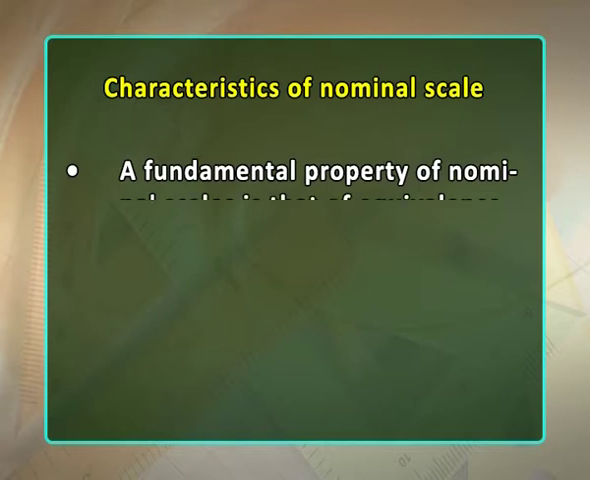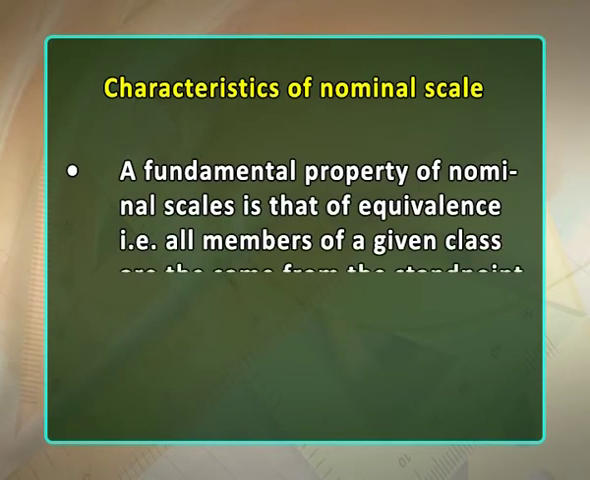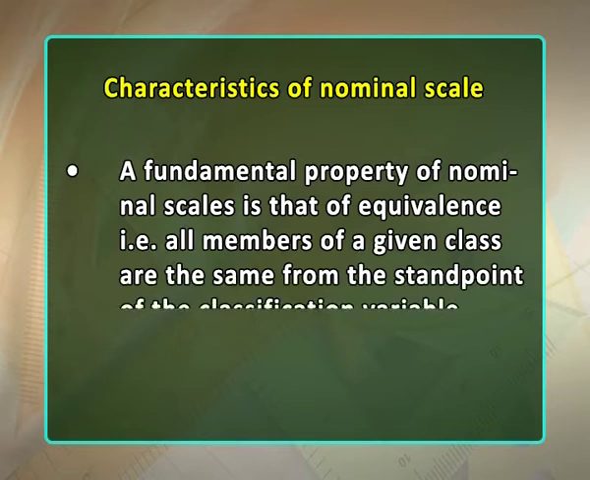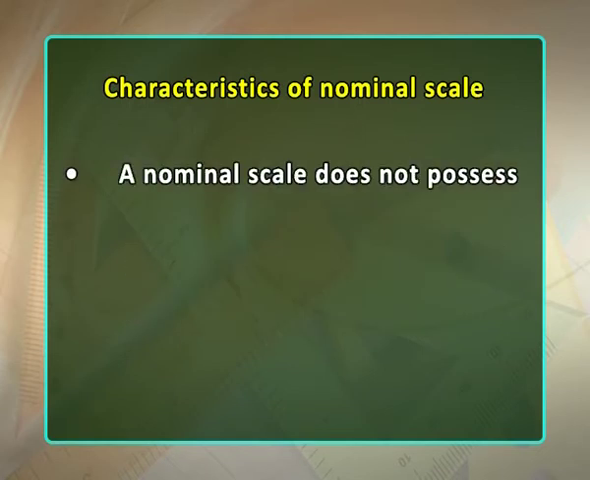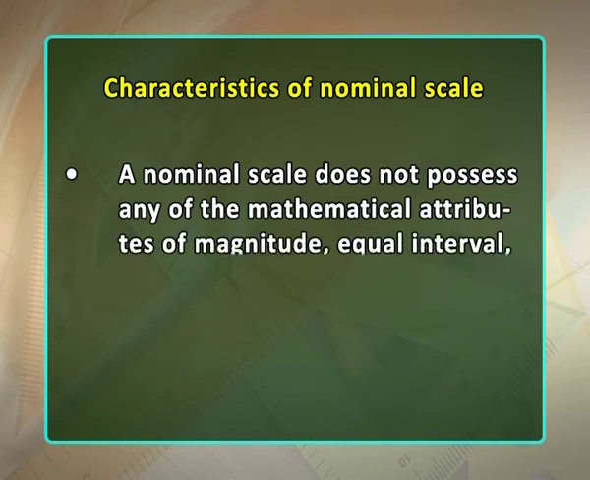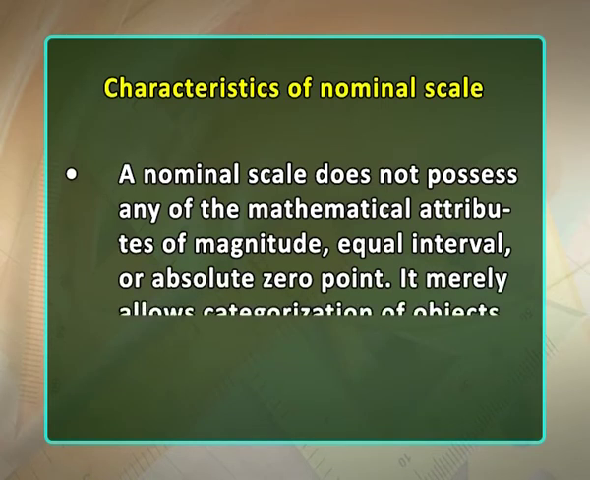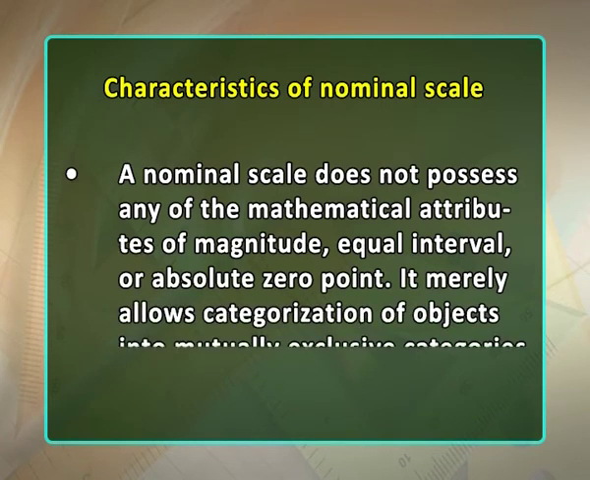Fifth, a fundamental property of nominal scales is that of equivalence, that is, all members of a given class are the same from the standpoint of the classification variable. Sixth, a nominal scale does not possess any of the mathematical attributes of magnitude, equal interval, or absolute 0 point. It merely allows categorization of objects into mutually exclusive categories.